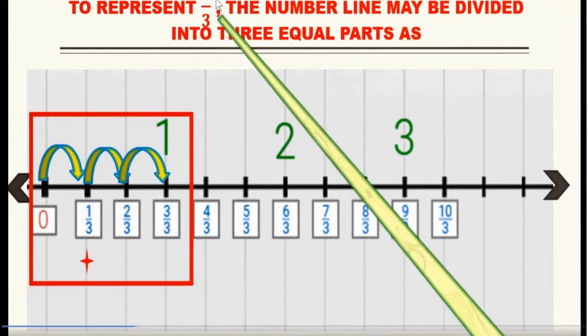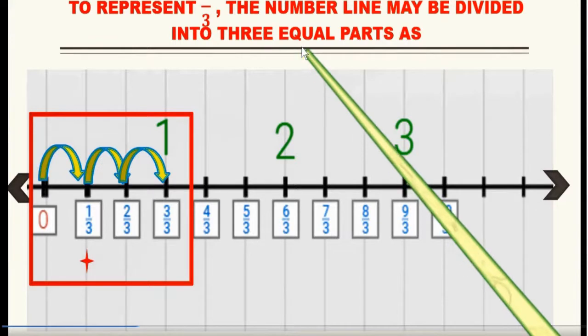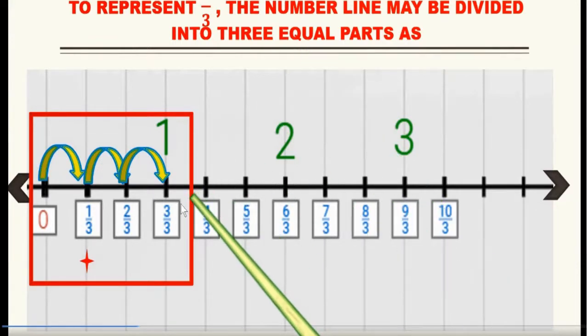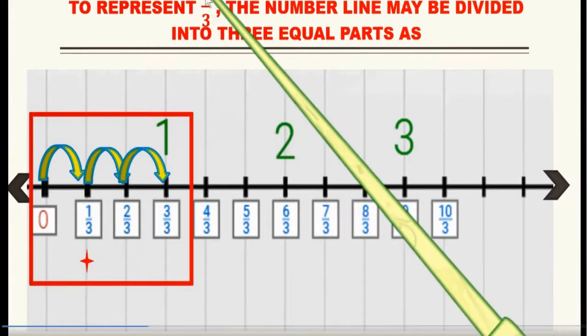To represent 1 by 3, the number line may be divided into 3 equal parts. Here, you have to clarify certain crucial concepts. The first concept is, where will this rational number 1 by 3 lie? In between. It will lie in between 0 and 1. Why? Because the numerator is less than the denominator, so it will lie between 0 and 1.